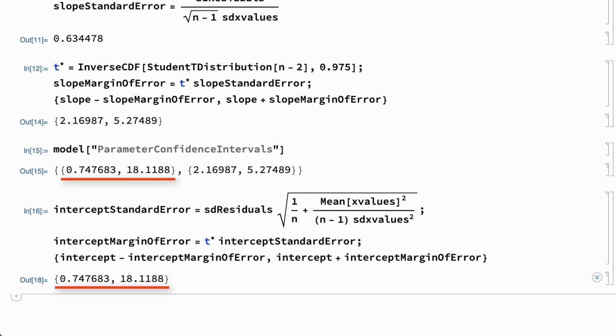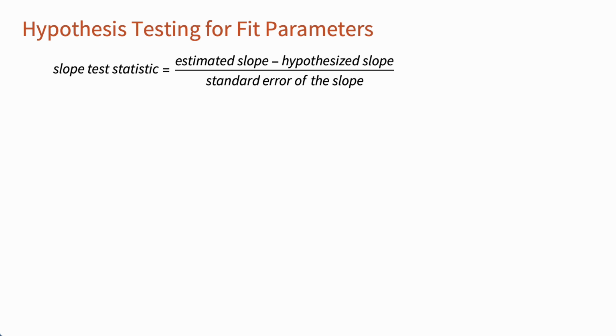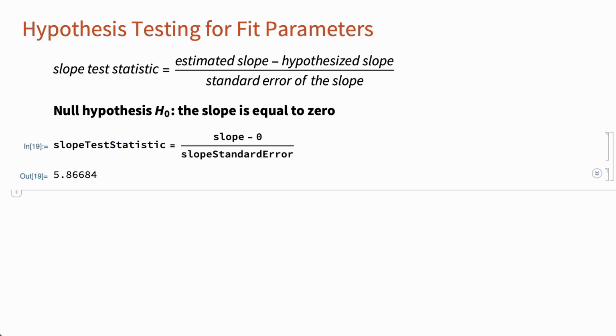Hypothesis testing is closely related to computation of confidence intervals and uses a similar calculation. For example, the test statistic for a hypothesized slope is given by this formula. If the null hypothesis is that the slope is 0, the test statistic is the estimated slope divided by the standard error of the slope.